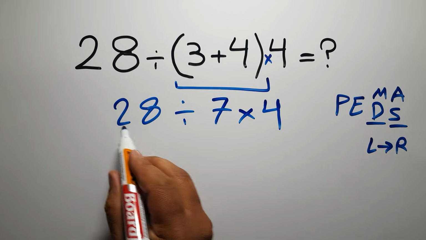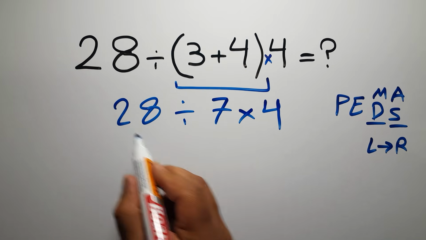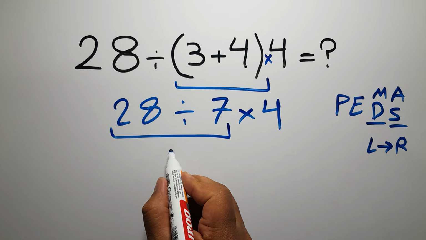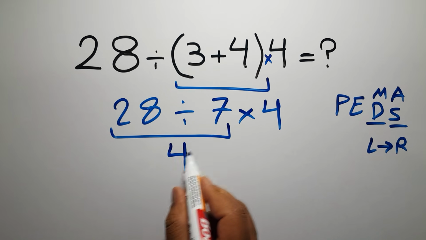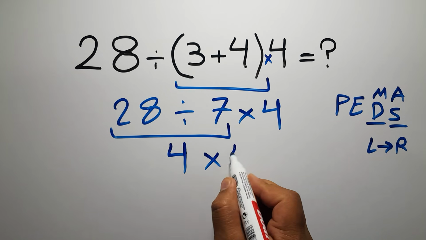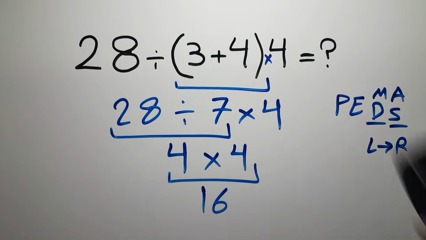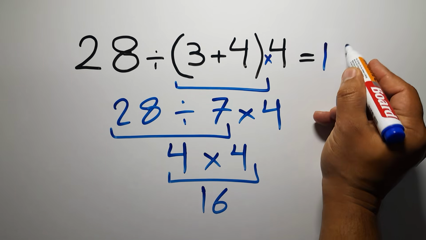Okay, now we have to work from left to right. 28 divided by 7 equals 4, and we have 4 times 4, which equals 16. This is our final answer to this problem. The correct answer is 16.